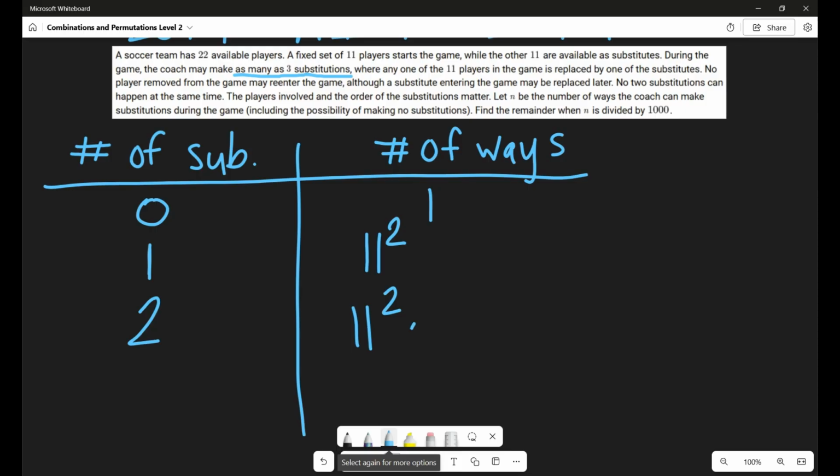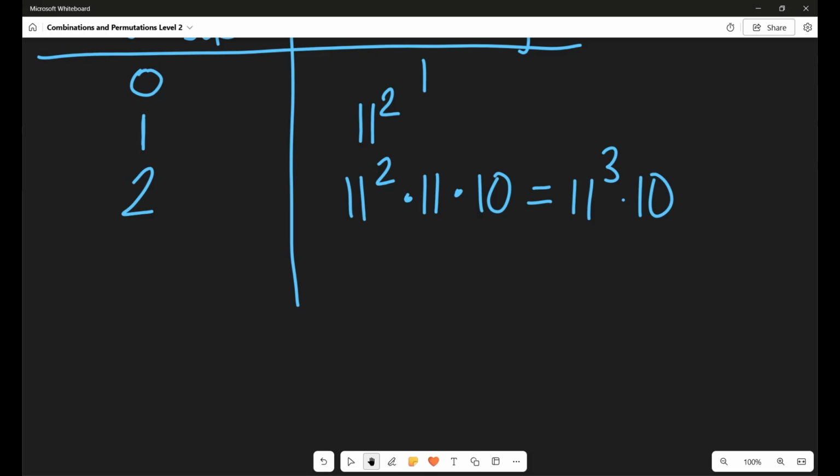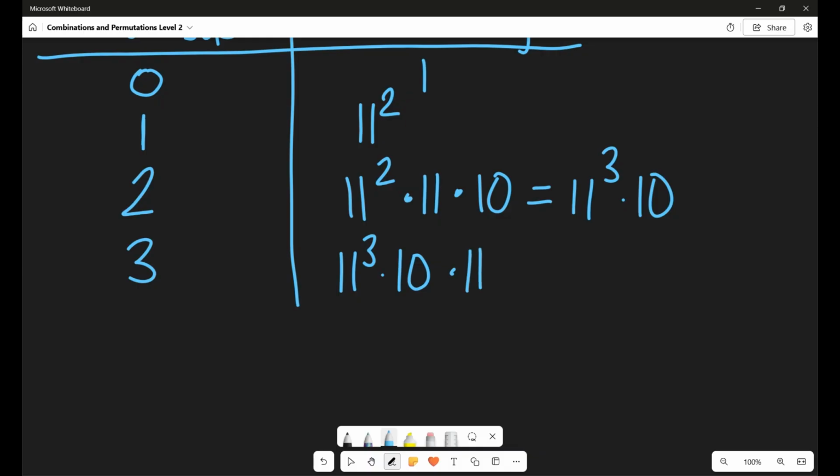Now, if we make 2 substitutions, well, there's 11 squared ways to make our first substitution, and then for our second substitution, there are 11 ways to choose who to take out of the game, but now there are only 10 ways to choose who to put into the game. So that comes out to 11 cubed times 10. Now finally, for 3 substitutions, there's 11 cubed times 10 ways to make the first 2 substitutions. And then for our third substitution, there's 11 ways to choose who we take out of the game, but now only 9 ways to choose who to put into the game. So that comes out to 11 to the 4th times 90.